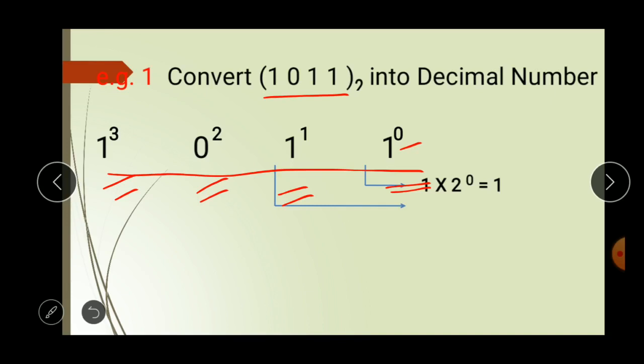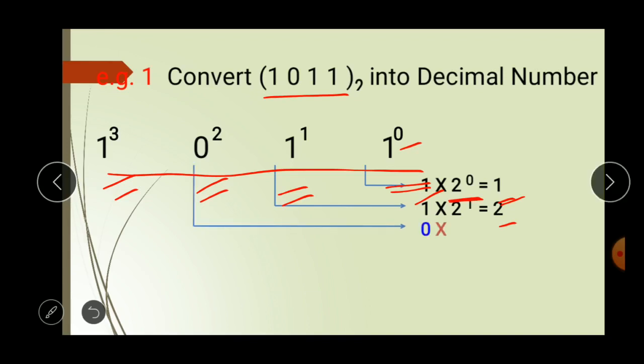Solve it. You know well, any number which has the power 0 is equal to 1. So 2 to the power 0 is equal to 1, and 1 into 1 will give a 1. Now do this process for the next digit. Take the next digit, that is 1, multiply it with 2 and put the same power on 2, that is 1. So 1 into 2 to the power 1, where 2 to the power 1 is equal to 2, and 2 into 1 will give a 2. Do this for the rest of the digits.